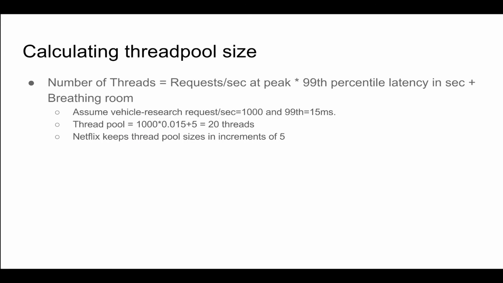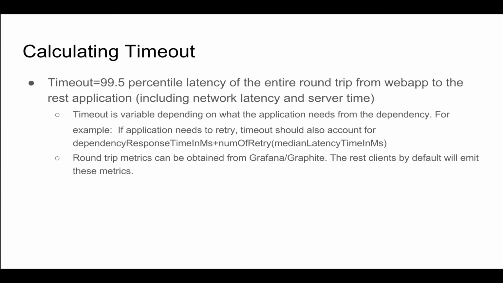With this simple formula we can calculate the thread pool size for each dependency or endpoint. Setting timeouts in most cases is also straightforward, but in some cases we'll need to account for retries. Remember, the timeouts should be based on round-trip time from the caller to callee, and not on server times.